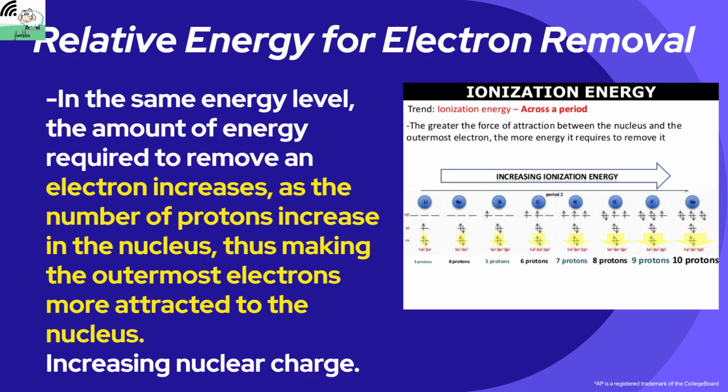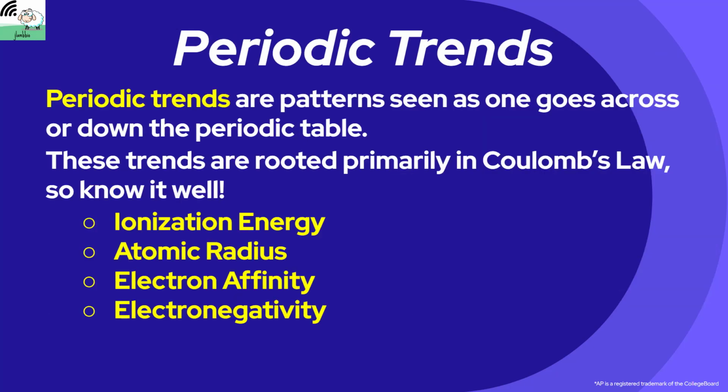And as a result, because of that increased magnitude of charge in the nucleus, the electrons are harder to remove, right? More positive charge in the nucleus means those electrons are more attracted and therefore are more difficult to remove. Again, it's a simple concept that's simply rooted in Coulomb's law. So we're going to utilize these ideas of Coulomb's law in order to describe a variety of periodic trends.